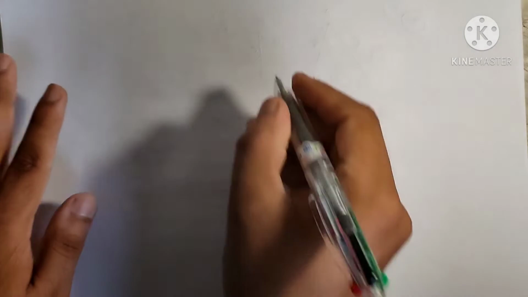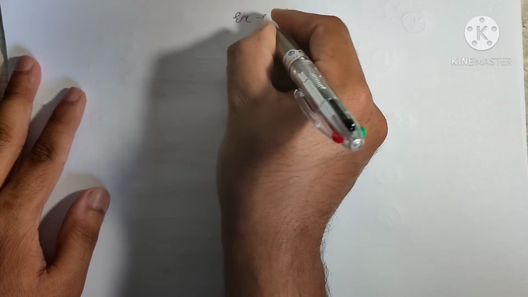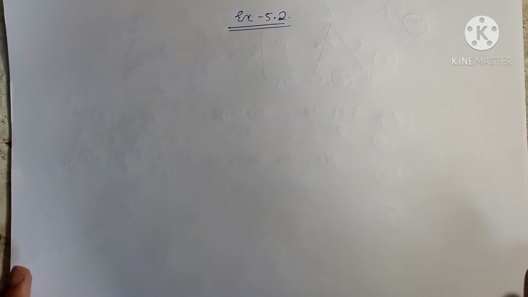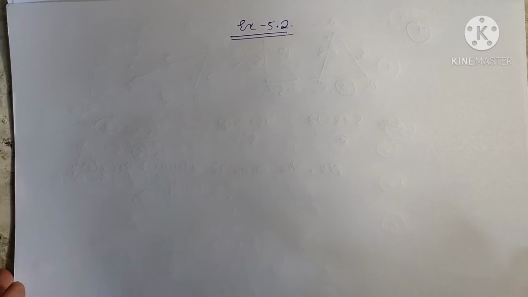Good morning, students. Let's start exercise 5.2. Okay, and this till Roman number 3 will be your test portion. Okay, so this is a very interesting exercise. You have to totally understand the basic concept.